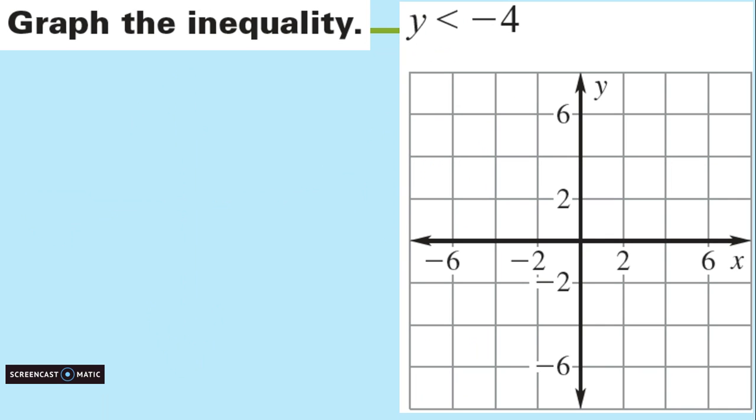Last one here for this video. You got y is less than -4, so we're going to draw a dotted line at -4, and we're going to shade below.